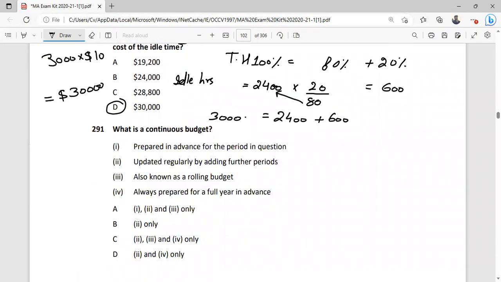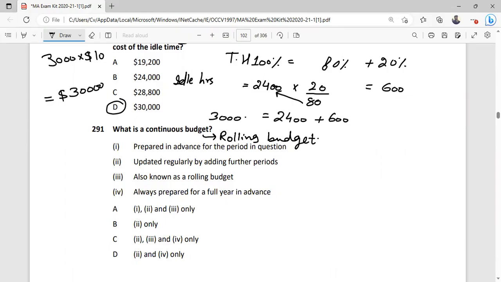Okay. What is the continuous budget? Continuous budget is basically a rolling budget. Continuous budget is the one where we prepare more than one budget in one accounting period. Maybe we are preparing a monthly budget, so it means we will prepare 12 budgets. Maybe we are preparing a quarterly budget, it means we are preparing 4 budgets. Or maybe we will prepare just 3 budgets, 6 months each.